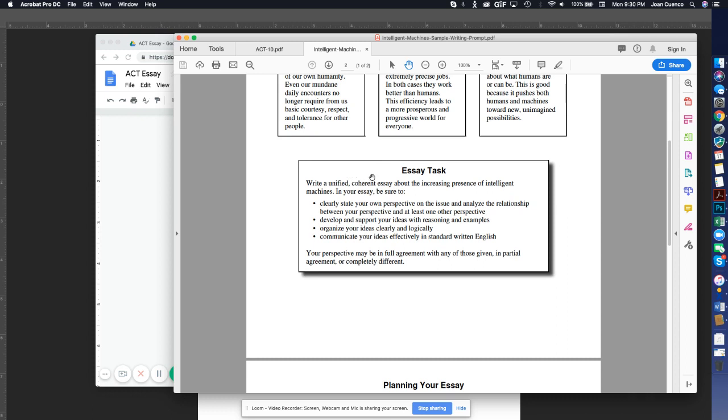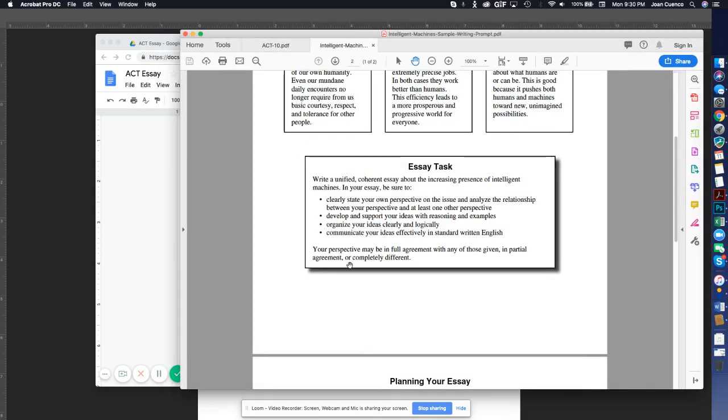Write a unified, coherent essay about the increasing presence of intelligent machines. In your essay, be sure to clearly state your own perspective, analyze the relationship between your perspective and at least one other perspective, develop and support your ideas with reasoning and examples, organize your ideas clearly and logically, and communicate effectively in standard written English. Okay, you can be in full agreement with the perspectives given, in partial agreement, or completely different.